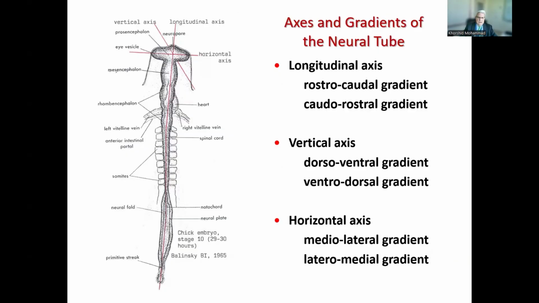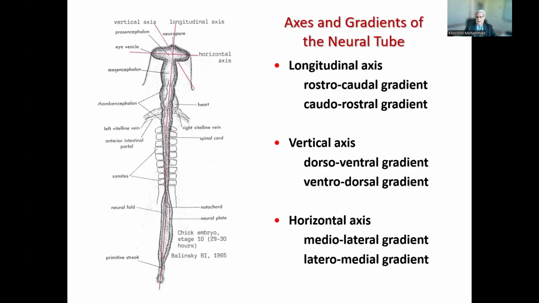It's important to recognize that with gastrulation, there are axes and gradients of the entire fetal body, or embryonic body, I should say, at that age, and also of the neural tube. So at the time of gastrulation, we have the establishment of the three principal axes, the longitudinal, vertical, and horizontal. And there are gradients of genetic expression which are seen with each of these axes. And there are two gradients in opposite directions.